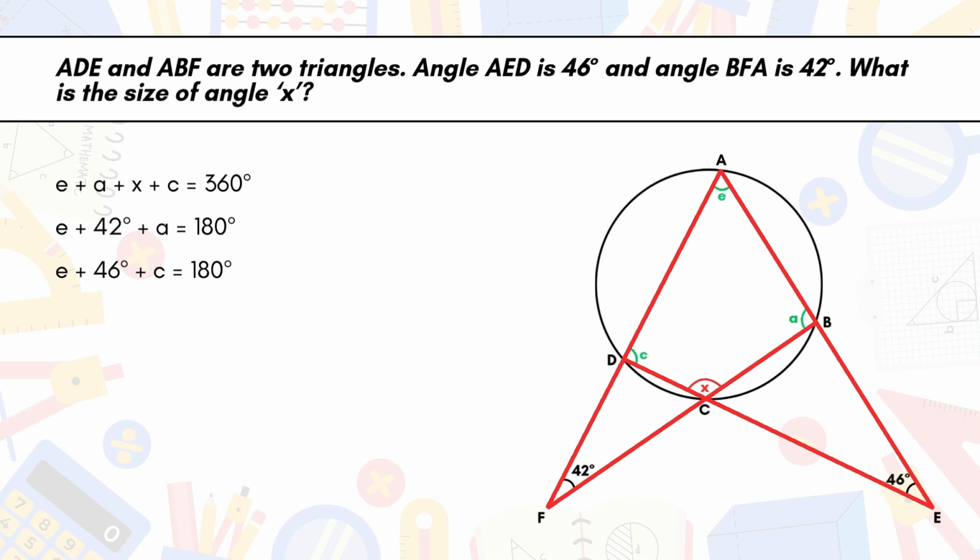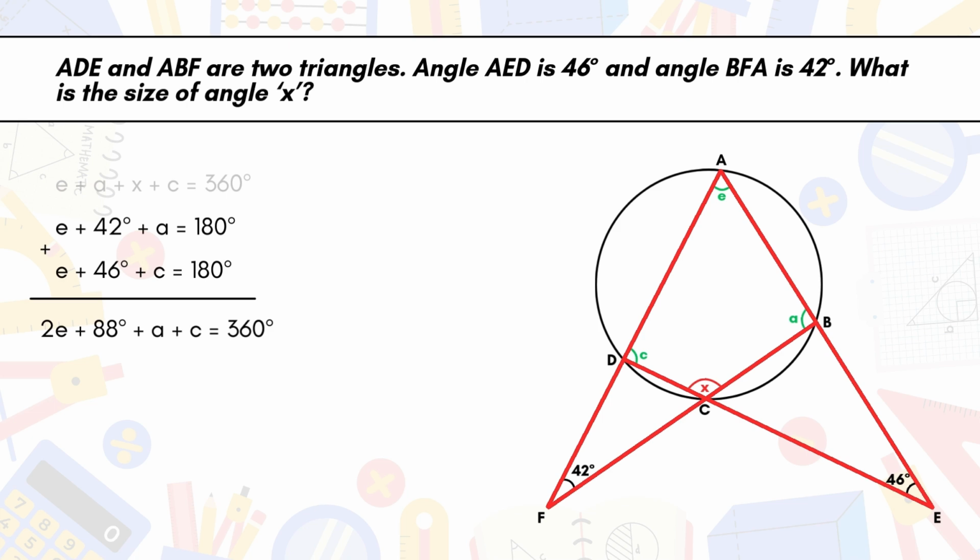Looking at these three equations, we can spot a few things in common. For example, 360 is double of 180. Angles A, E, and C are present in all equations in some capacity, with only X, our unknown, being the odd one out. What if we added the two equations for the triangles together? We'd have 2E plus 88 degrees plus A plus C equals 360 degrees.